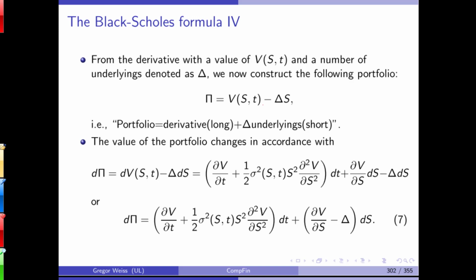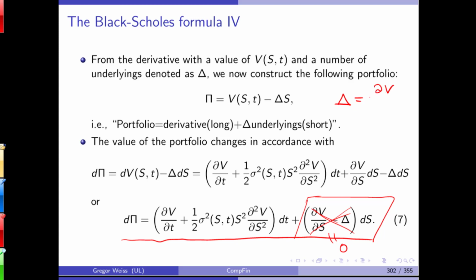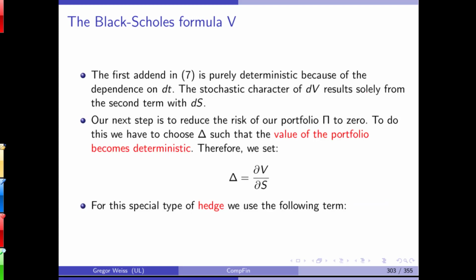A little bit of algebra now follows, and we see that in fact all of this becomes deterministic, and this means risk-free, if only this part vanishes, and this part here vanishes if this here becomes 0. So we need to set delta equal to the option delta. And if we choose the number of underlyings we're selling short equal to the option delta, the partial derivative of v with respect to the underlying price, then we see the portfolio becomes risk-free.